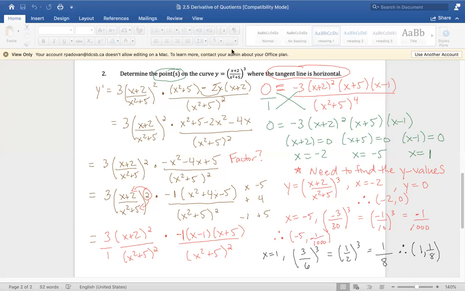And then I would put an official therefore statement at the very end saying, therefore, the points on the curve are -2 and 0, -5 and -1 over 1,000, and 1 and 1/8, where the tangent line is horizontal.